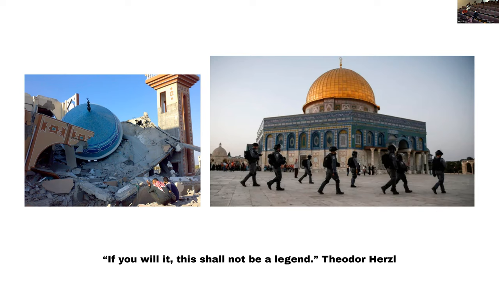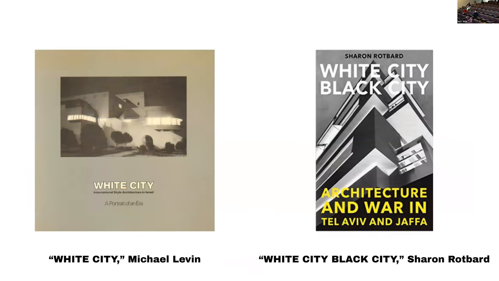The photos of Al-Aqsa Mosque, which is under, no, sorry, the one on the left. This is just a photo of Sharon's book, which I've always found to be really inspiring. On the left is the book that he's kind of counteracting, White City by Michael Levin, which became the main story that was told about Tel Aviv as a city that grew out of the Bauhaus. And then Sharon's book, White City, Black City. White City refers to Tel Aviv, Black City refers to Jaffa. And it's just a story about counteracting the European colonial history that's been told.